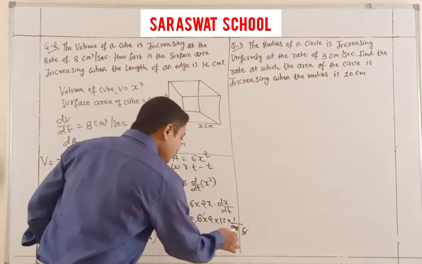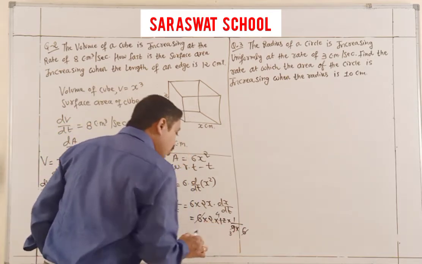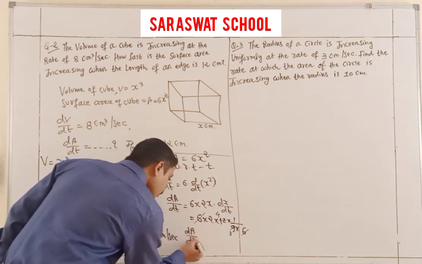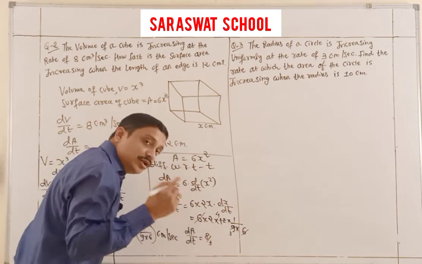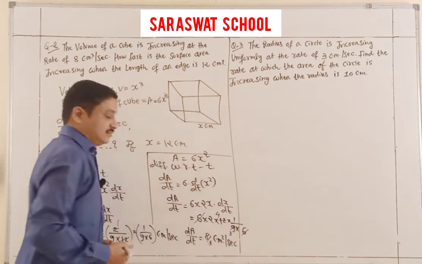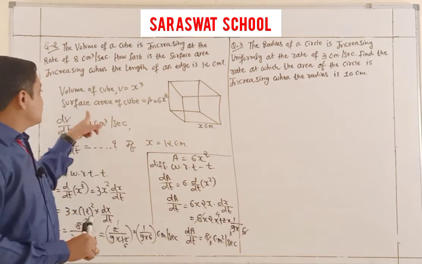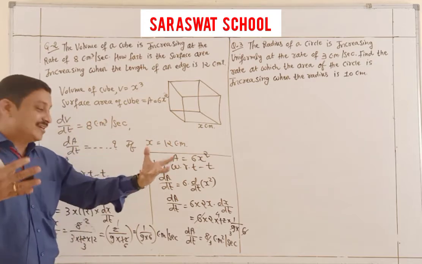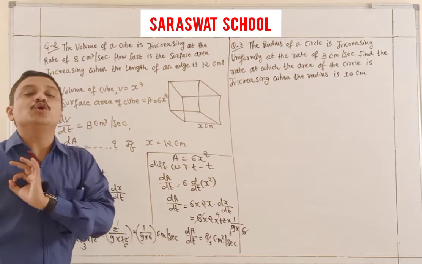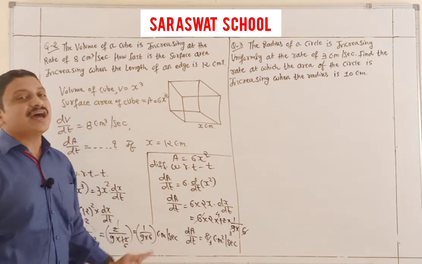Again 3 3s are gone, 3 4s are gone. So 4 to z means dA by dt is 8 by 3, but the unit is centimeter square per second. It's your area. Surface area is increasing every second. 8 by 3 centimeter cube. Students, this is a very easy numerical.